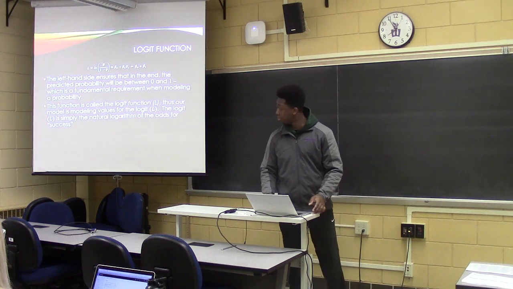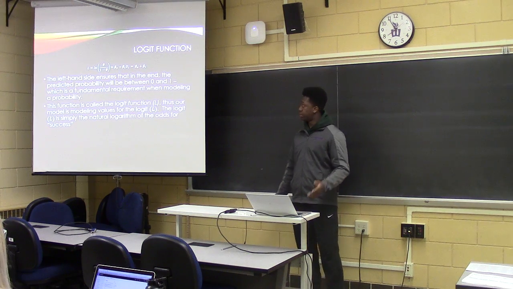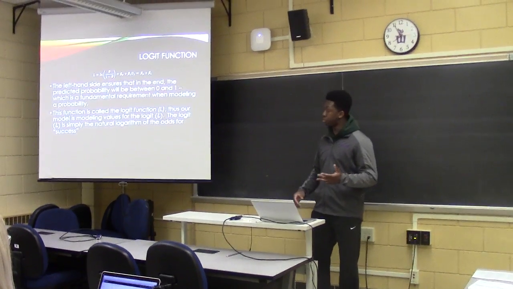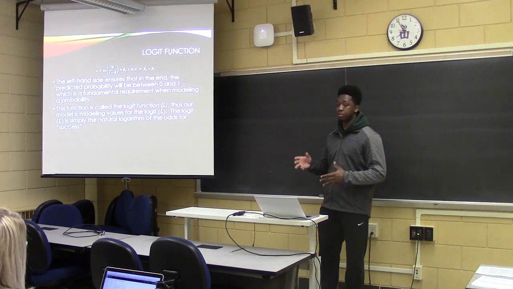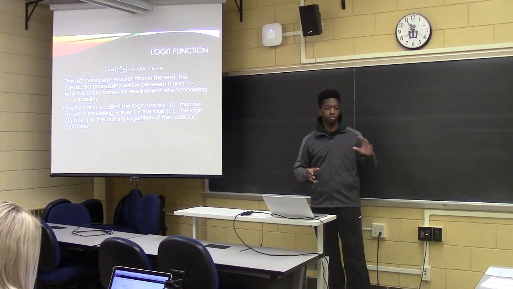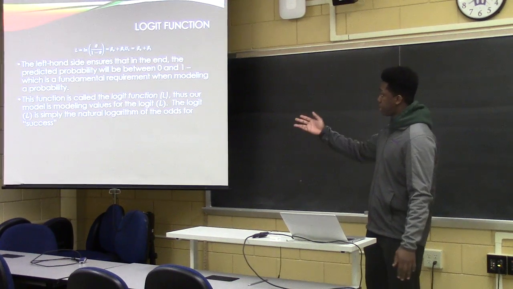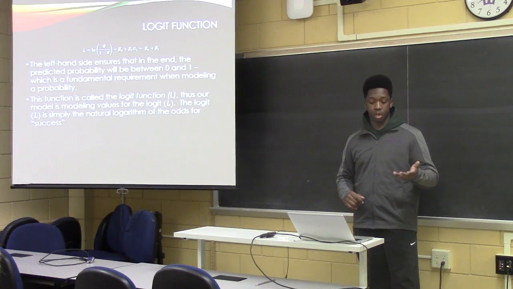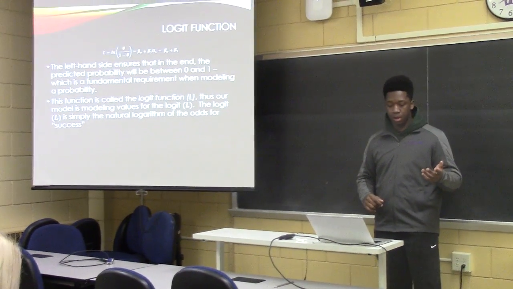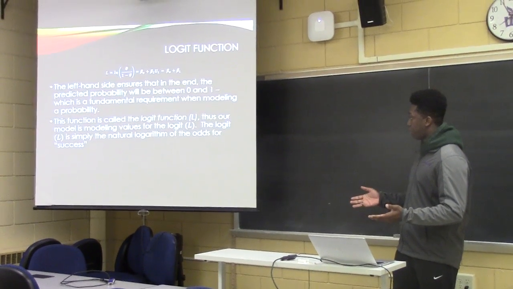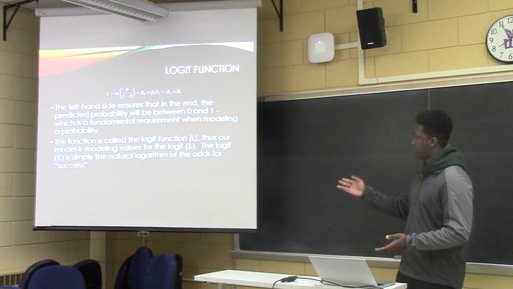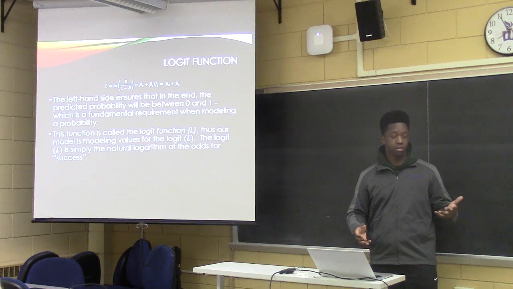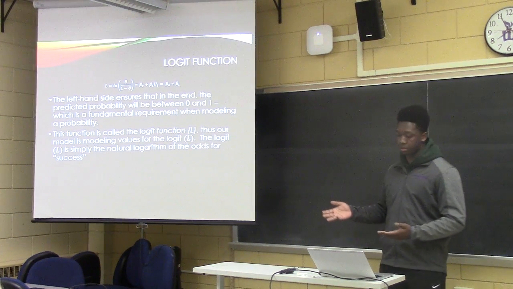Then we'll start with some simple explanations. The logit function is very important for logistic regression because it's how we hold to the principle of ending up with a response variable between 0 and 1. That is the natural logarithm here on the left side. It ensures that at the end the predicted probability will be between 0 and 1, which is the base requirement for this model. It's called the logit function, and it's simply the natural logarithm of the odds of success, and inversely the odds of failure.